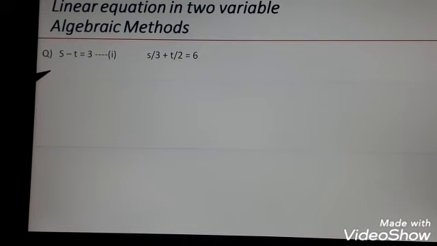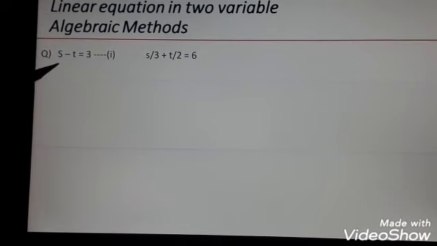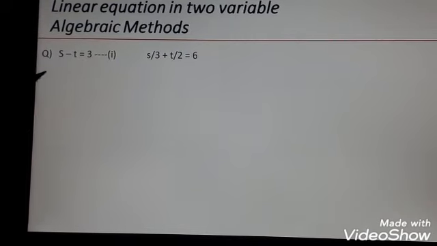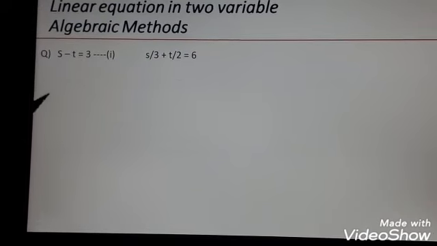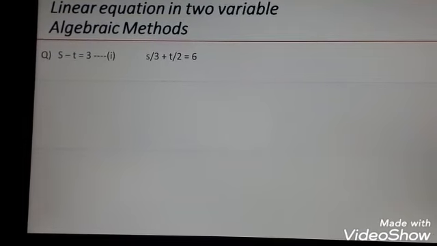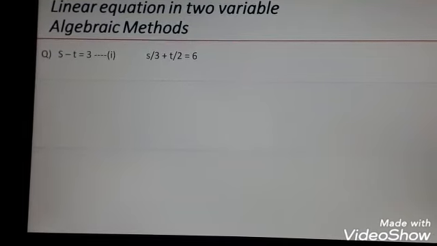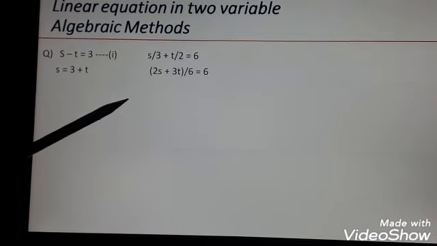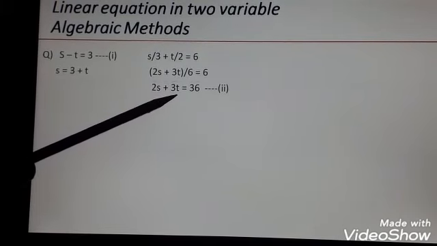Now let's take one more example. The equations are s minus t equal to 3, and s upon 3 plus t upon 2 equal to 6. Here the variables are s and t, and we have to calculate their values. The second equation is not in standard form. We'll eliminate the fractions by taking the LCM, and after cross multiplying we'll get 2s plus 3t equal to 36.